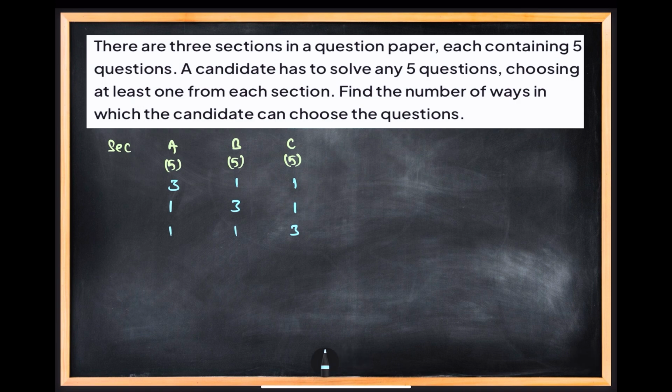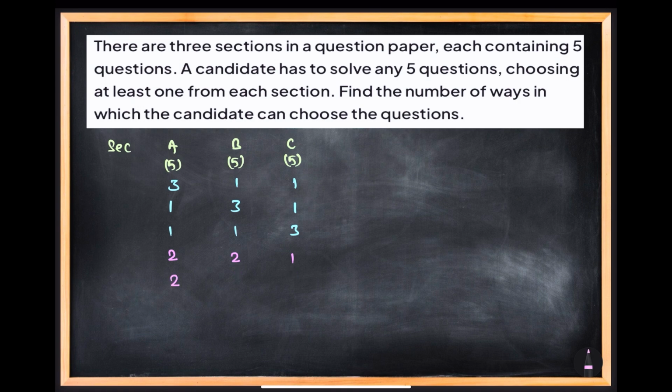Now let's break that 3. So we will have 2. I will write this in decreasing order so that I don't lose any case. So it is 2, 2, 1, because 2 questions from here and 2 questions from here. I cannot take 3 because I have to leave this section as it is. We know we have to solve at least one question, so one has to be there. So it is 2, 2, 1.